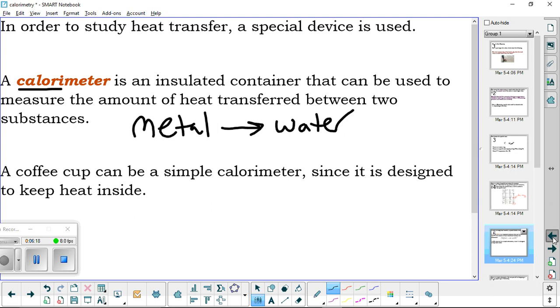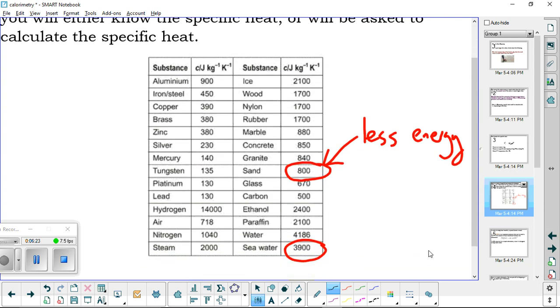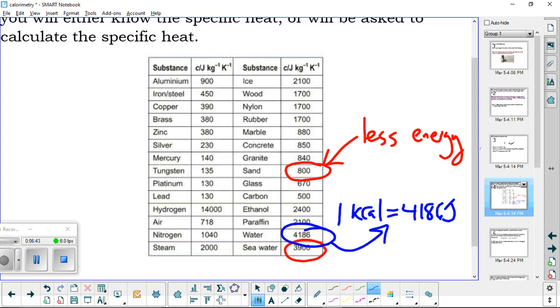Before we move forward, I'm going to go back to my specific heat values here. You may remember in our power lab that 1 kilocalorie took up 4,186 joules. And if you take a look at the specific heat of water here, guess what? That's why we get the kilocalorie, because the kilocalorie is going to be the specific heat of water at standard temperature and pressure.